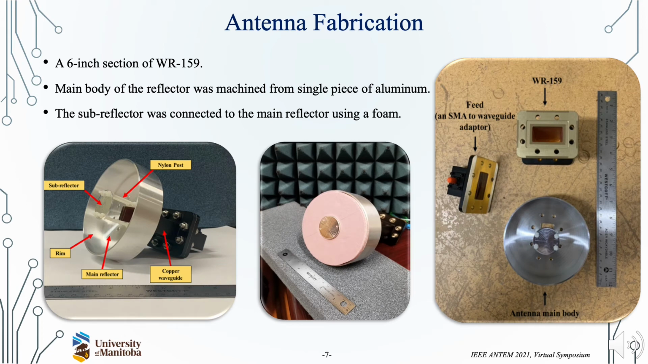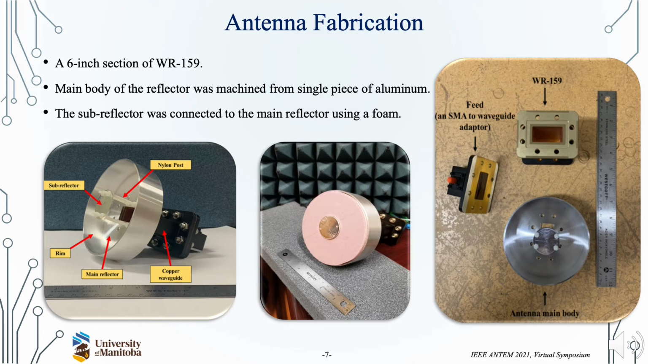After performing all the parametric studies and finding the best dimensions, we started the fabrication process. The antenna components, which are shown in the right-hand side figures, are a 6-inch section of WR159 standard waveguide, an SMA to waveguide adapter, and the antenna main body, which consists of a main reflector and a subreflector.